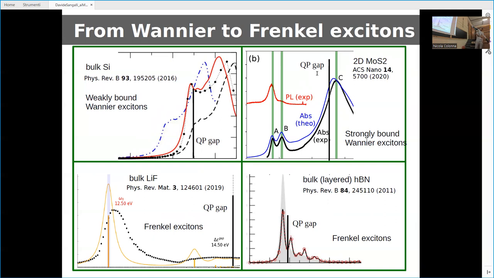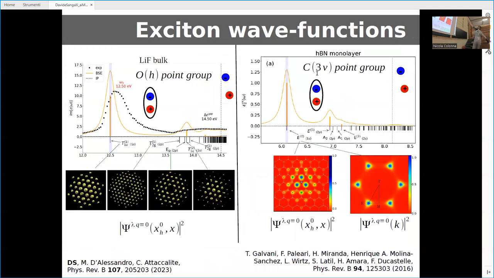It also works nicely for a strongly bound exciton. So in lithium fluoride, the quasi-particle gap is here, 14.5 eV, and the exciton has roughly 2 eV of binding energy, and the Bethe-Salpeter in orange is again able to get the first excitonic peak and also the whole excitonic series. It also works well in molybdenum disulfide, again experiment versus Bethe-Salpeter, or in a bulk layered material like hBN. And what you can gain, besides the spectrum, is that you can analyze the excitons.